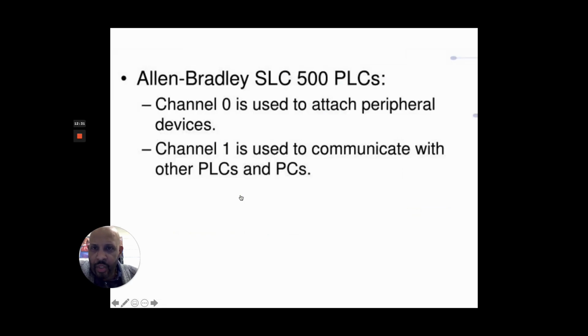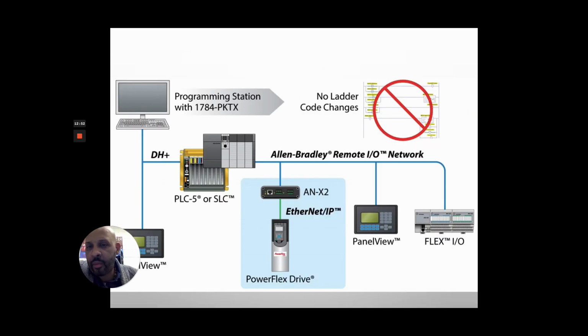Okay, we have channel 0 and channel 1. Those are the types of communications. Again, we're talking about Allen-Bradley. I'm going to skip this part with channel 0 and channel 1, but you can see that channel 0 is used to attach peripherals, and the other one is to attach to a PLC or a computer, PLCs and PCs.